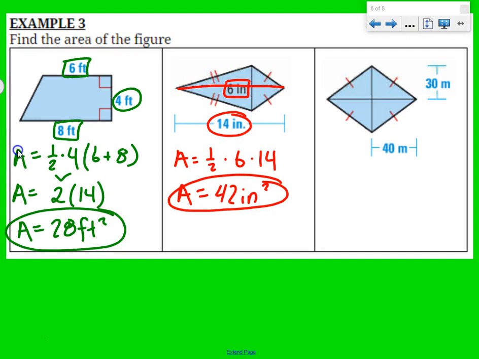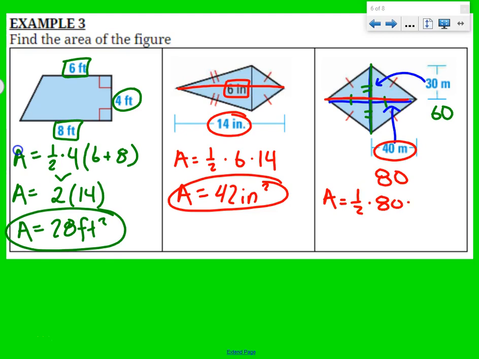And last area of this rhombus, the length of this piece is 30 and the length of this piece is 40. Well, property of a rhombus is property of a parallelogram, which we know is bisecting. So both pieces are equal. So this whole length would be 30 times 2, which would be 60. And then this whole length would be 40 times 2, which is 80. So we'd have area equals 1/2 times 80 times 60. Area equals 2,400 meters squared.